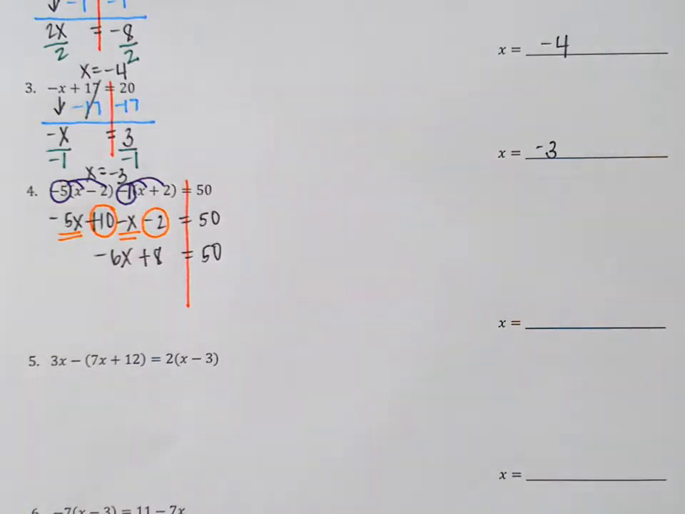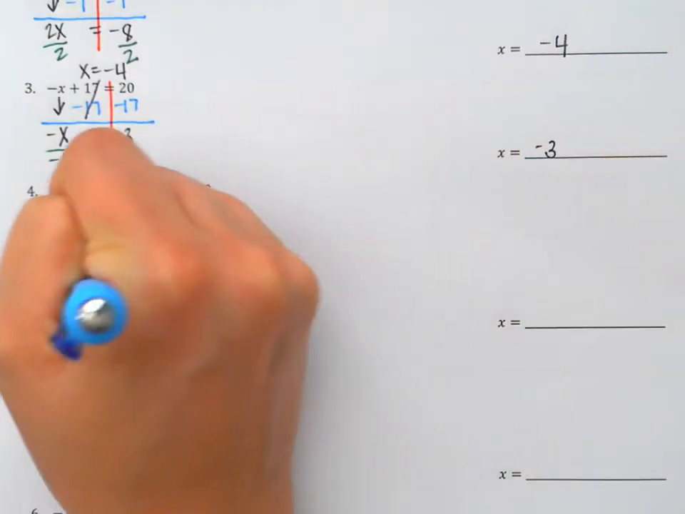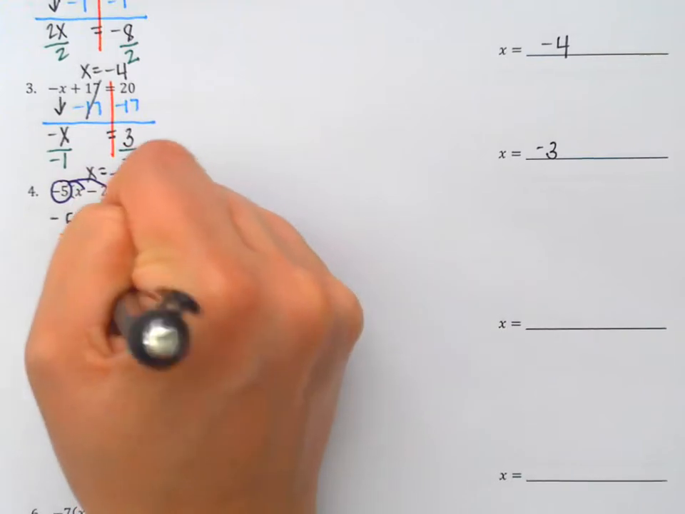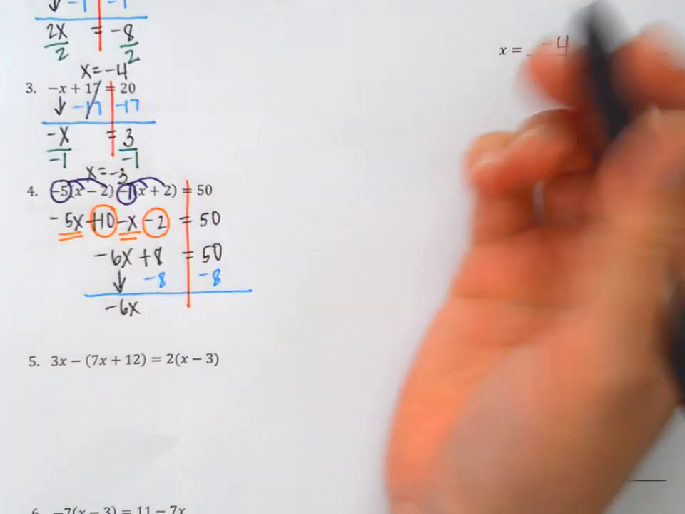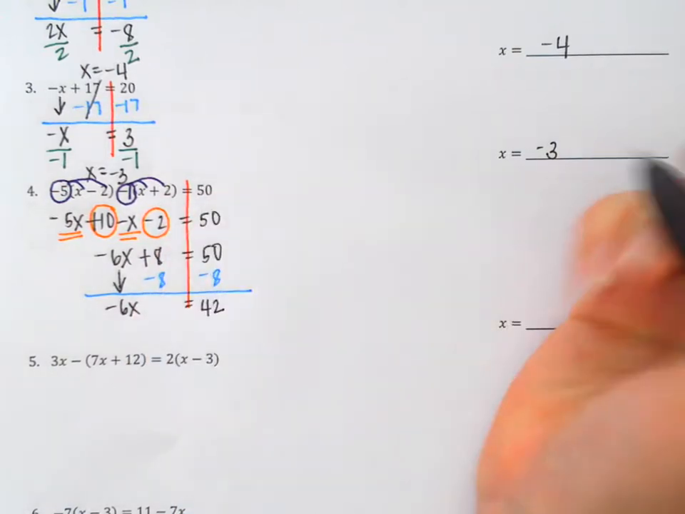And now I'm at a problem like I was in number 2. I want to undo whatever's being added or subtracted. So I would subtract 8 from both sides. And I get negative 6x. 8 minus 8 is 0. 50 minus 8 is 42.